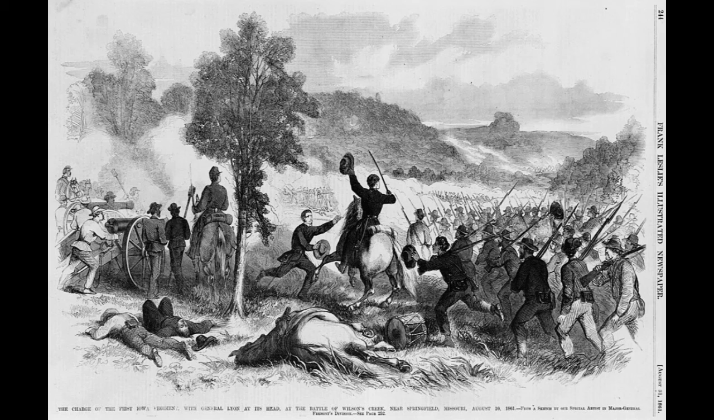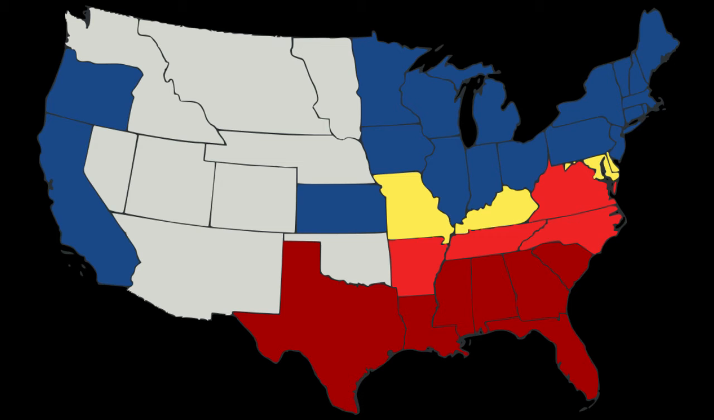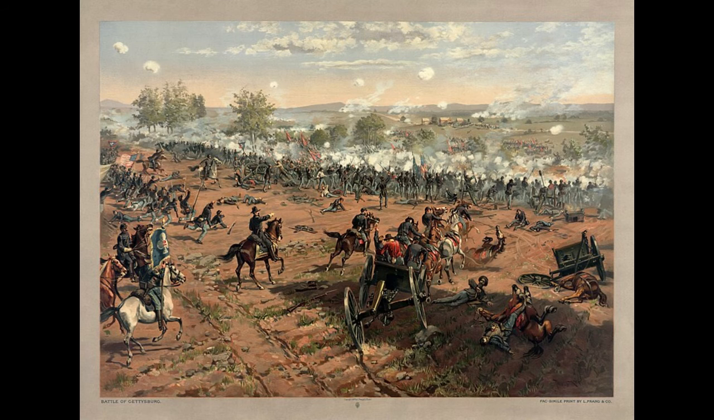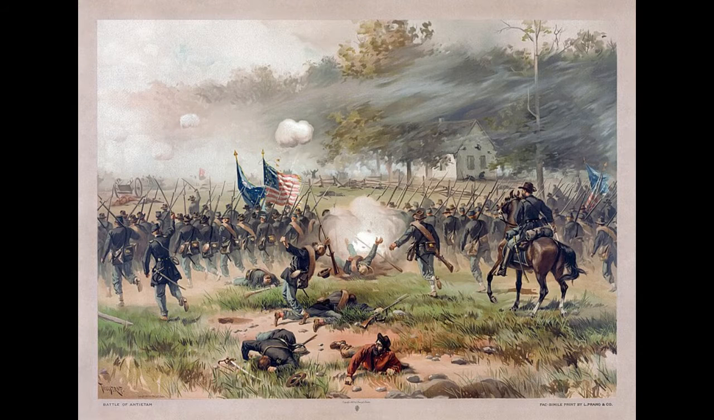The American Civil War, 1861 to 1865, was a brutal conflict between the Union, the North, and the Confederacy, the South. Both sides had strengths and weaknesses that influenced the outcome of the war. But who had the advantage? Let's break it down. The Union's strengths and weaknesses.